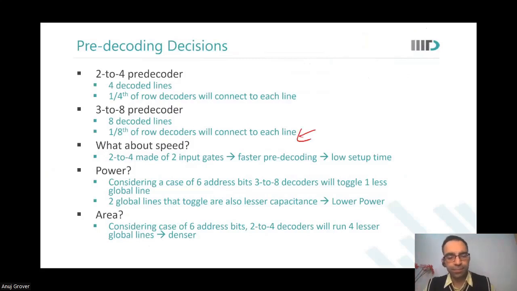Anything else? Sir, actually, if there are more rows, but sir, load becomes more, right? There are more rows now. More rows? Why? We just said there are 10 address bits, so there are 1K rows. Whether I use a 3 to 8 pre-decoder or a 2 to 4 pre-decoder, that is the comparison I'm doing now. For any instance, the number of rows is already established. We know how many rows we are talking about.